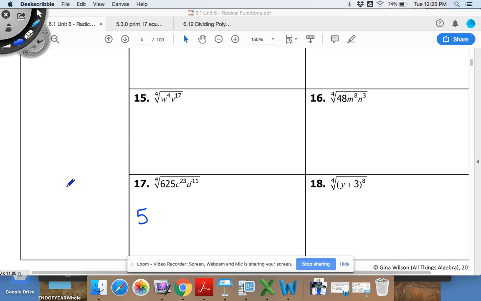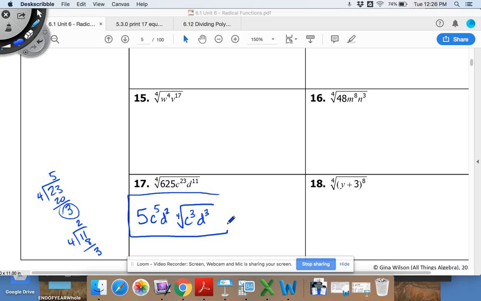23 divided by 4. So if we have 23 divided by 4, we would get 5 because that's 20. So we would have c to the 5th gets to come out, and we would have 3 left over. So c to the 3 stays underneath. 11 divided by 4. So if you have 11 divided by 4, you would have 2, so that's 8. So we know d to the 2, and then that would have a remainder of 3, so you'd have d to the 3 still underneath.